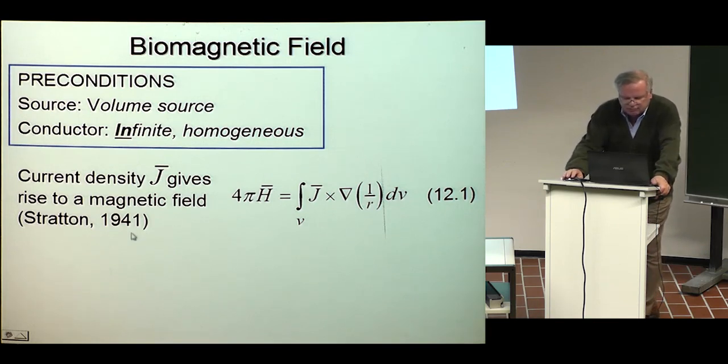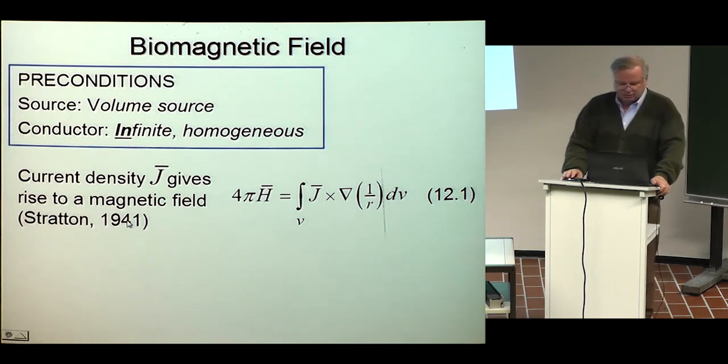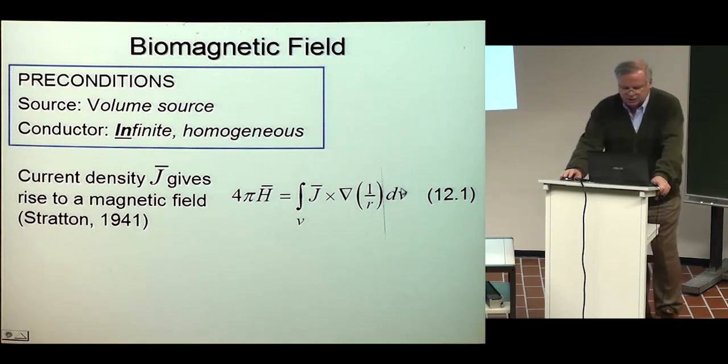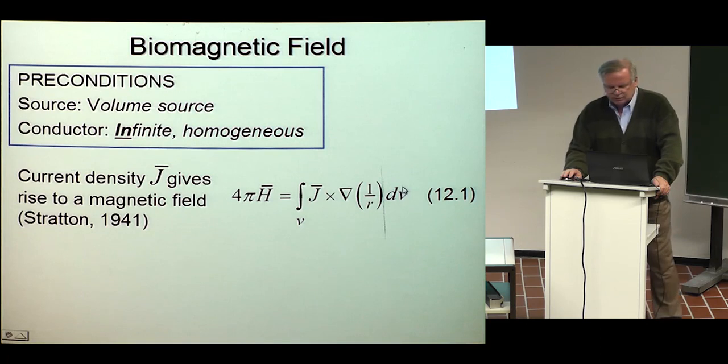And I give you this equation from the Stratton book. When you start to teach this course, you certainly find newer books of electromagnetic theory, but the equations are the same, of course. Current density J gives rise to a magnetic field: 4 pi H equals the volume integral of J cross nabla 1 over R dV. This is a general, not special bio, but general current density giving a magnetic field.